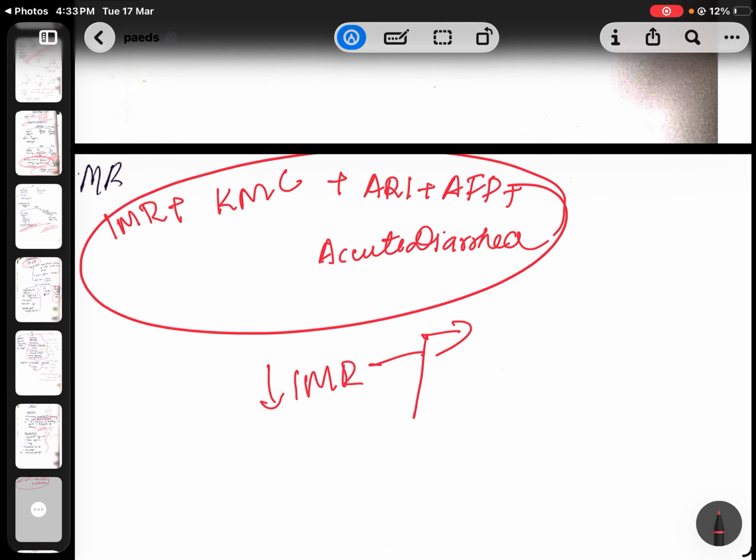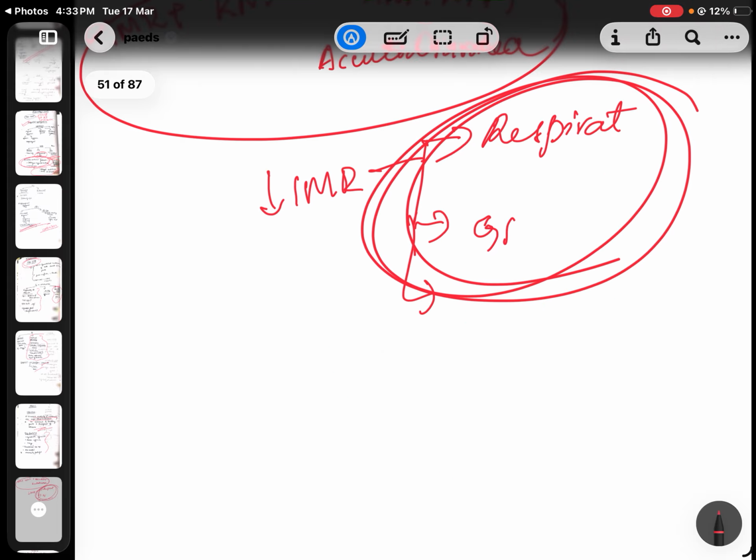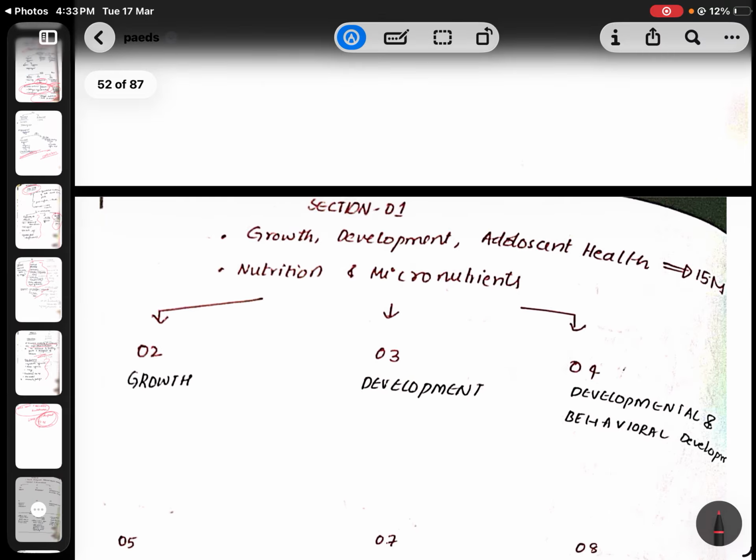What are the 5 causes of IMR? That is respiratory, GI, and other accidents, all those. But these two are the core. That's why we have vaccination. The major thing is how to prevent pneumonia and how to prevent diarrhea. Okay, so that's the major thing. I've given you the idea. Please go back and see.